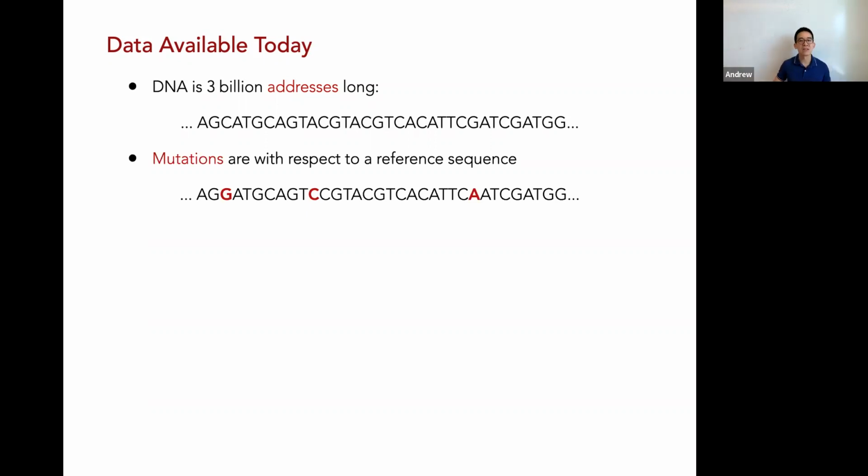The idea being this: we, the royal we, have in mind a reference sequence. What this means is healthy DNA. We have a notion of what healthy DNA looks like. And so when we sequence somebody else's DNA, all we do is say, hey, at this address, 2 billion in, the letter that you have there doesn't look like the rest of the world. And we're going to call that a mutation.